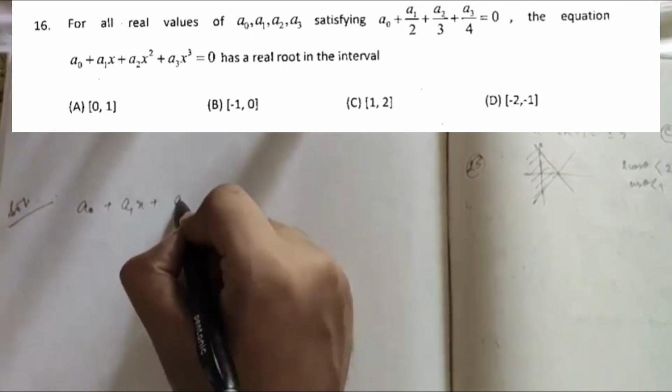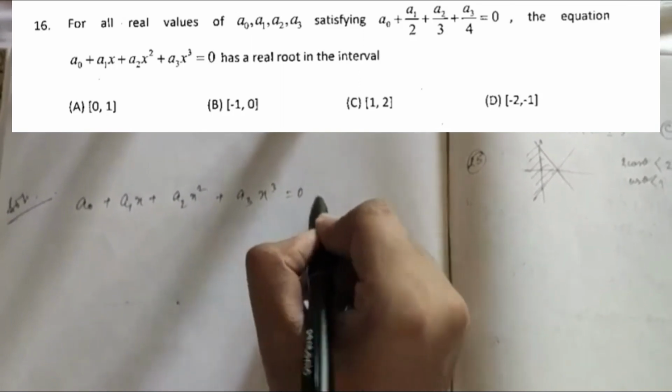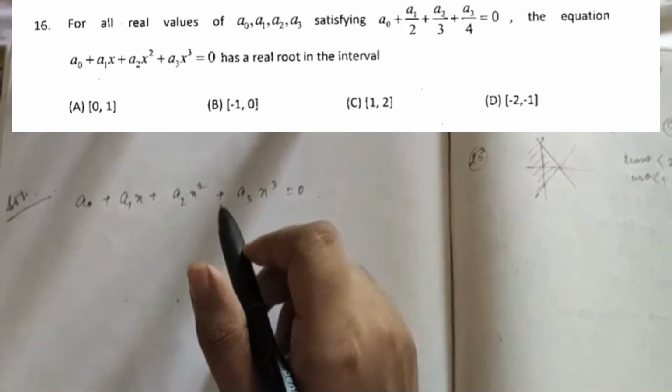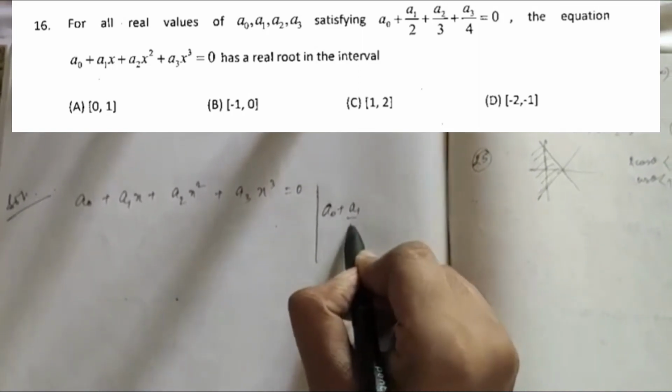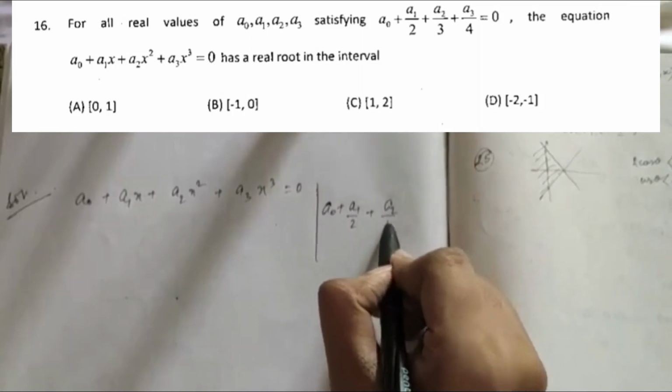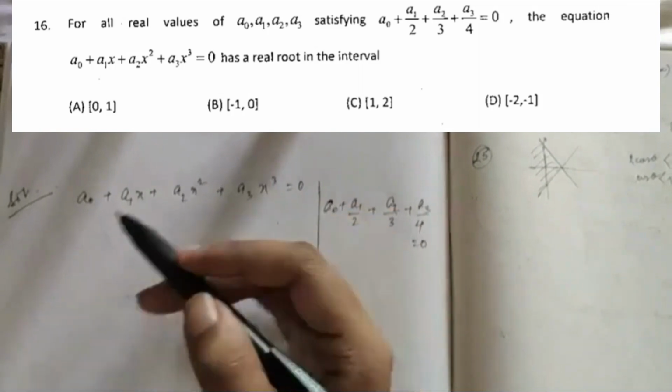The solution of question number 16: it's given that a0 plus a1x plus a2x square plus a3x cube equal to 0 has a real root in the interval, given that a0 plus a1 by 2 plus a2 by 3 plus a3 by 4 equals 0. This question is from the mean value theorem part.